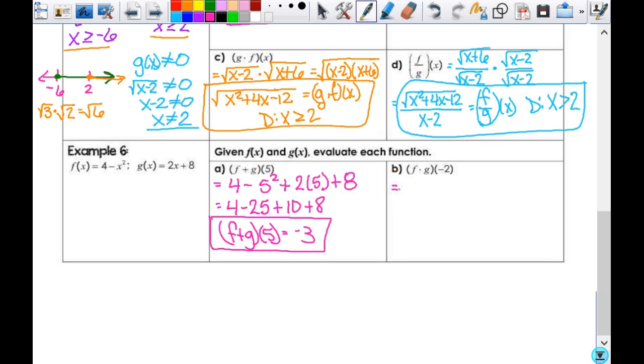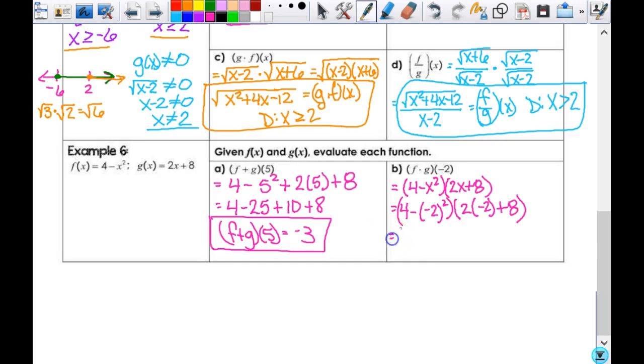So then, maybe I should have written out the other part. f times g of negative 2. So let's just do f times g is going to be, f is 4 minus x squared times g, which is 2x plus 8. Now, I don't have to actually FOIL that because I'm evaluating, right? So once I substitute in that negative 2, that gives me 4 minus negative 2 squared times 2 times negative 2 plus 8. Does everybody understand where everything's coming from? Please speak up if you don't.